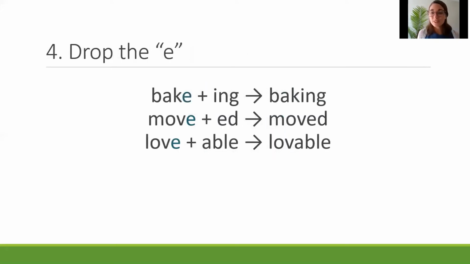Our fourth rule is to drop the E. Now this is when we're adding a specific kind of ending. So if we're adding an ing or an ed or an able, some sort of suffix, which is an ending that goes onto a word. If our word previously ended in an E, we're going to get rid of it. So for example, if I have the word bake, now I remember because of this function of this word and the E in the end, we have that long A sound, right? Bake. But we don't pronounce the E. So that's part of why we drop it.